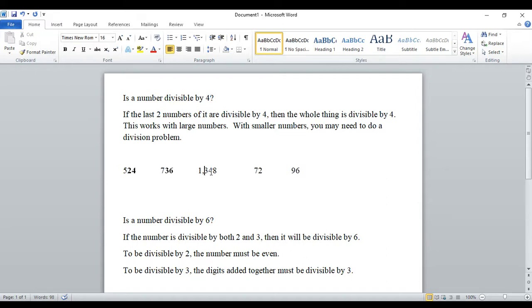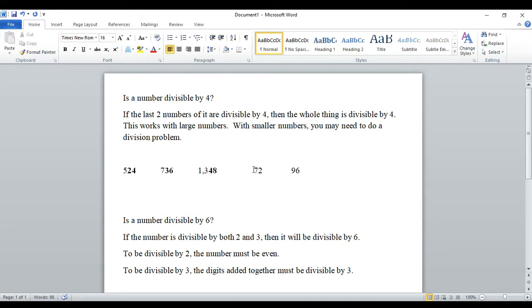Let's look at 1,348. Let's look at the tens and the ones place together and ask ourselves, will 4 go into 48 evenly without having a remainder? And yes, it will, because we know 4 times 12 is 48. So that means that 1,348 is a multiple of 4.